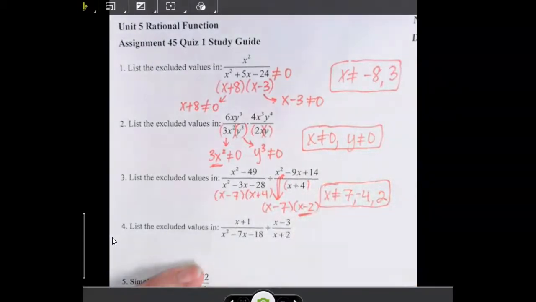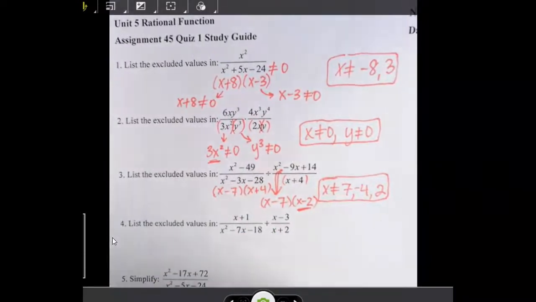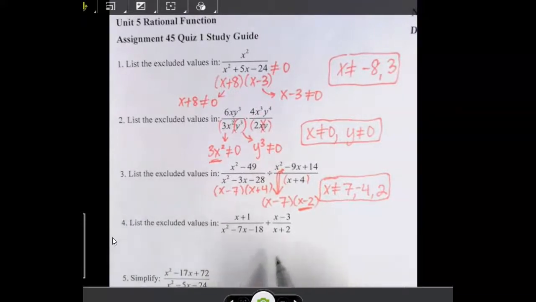So don't forget that step for division. If it were multiplication, we would just take the two denominators as they are and not need to do a reciprocal. All right, excluded values here.